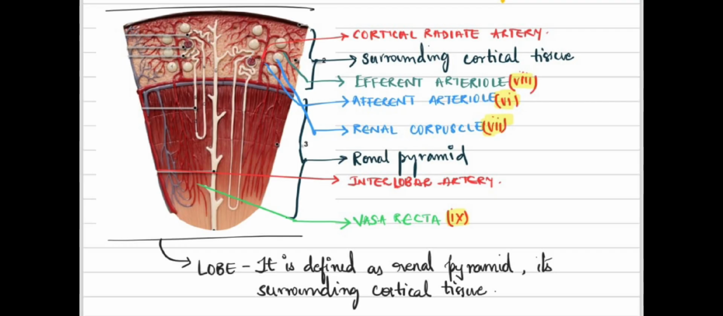This is just to have an idea what a lobe has. A lobe is defined as the renal pyramid and its surrounding cortical tissue. It has a long artery called the interlobar artery. The top part is called the surrounding cortical tissue. The one below, the pyramid shape, is called the renal pyramid. This has a renal corpuscle, afferent arteriole, efferent arteriole, and the dividing branching capillaries are called the peritubular capillaries. The branching capillaries in the medulla are called vasa recta. The main function of this is to concentrate the urine.